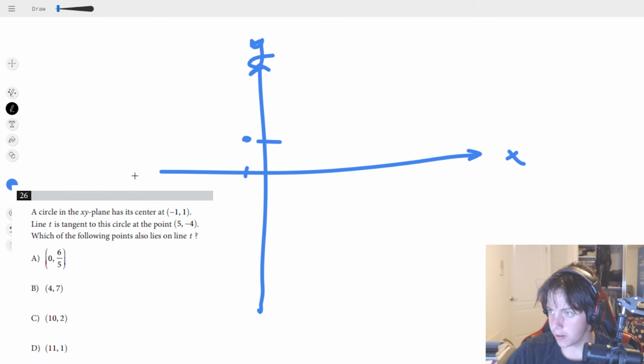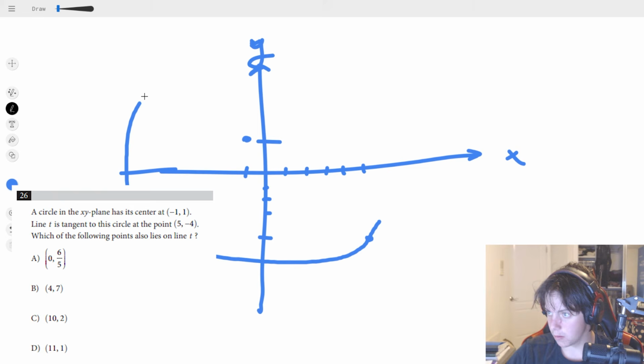So this is our circle, right? We don't really know how big it is yet. Then line T is tangent to the circle at 5, -4. So 1, 2, 3. 1, 2, 3, 4. So that this circle reaches this, right?